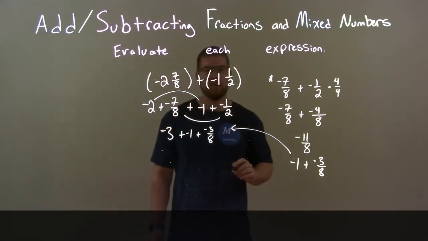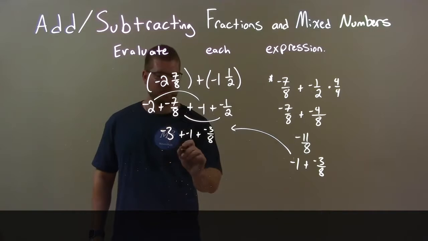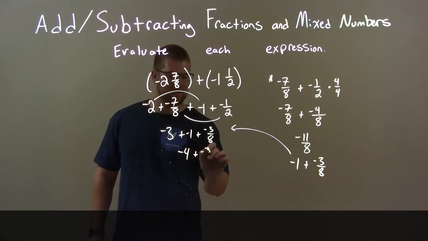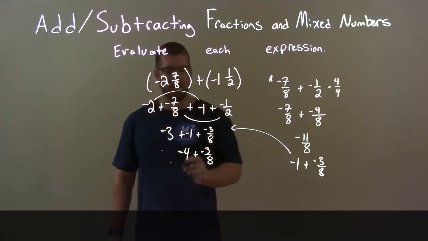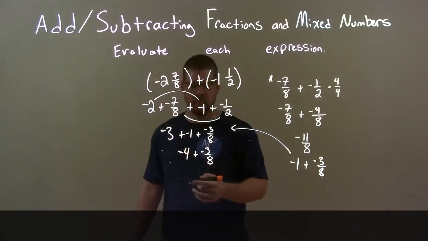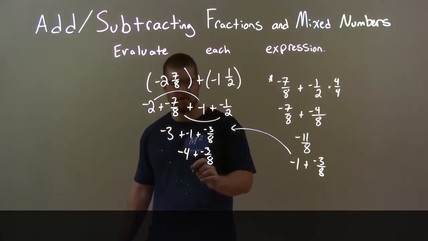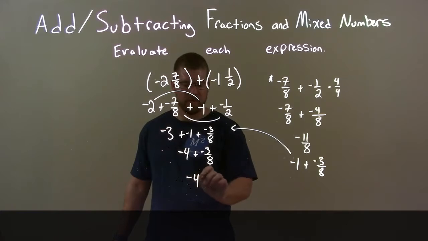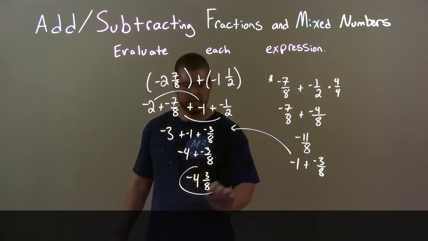Okay, now let's combine the whole numbers again. We have -4 plus a -3/8. All right, and now we can bring that together to be one mixed fraction here, which is -4 and 3/8.